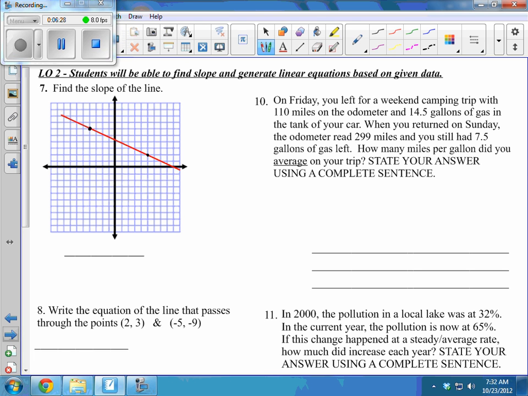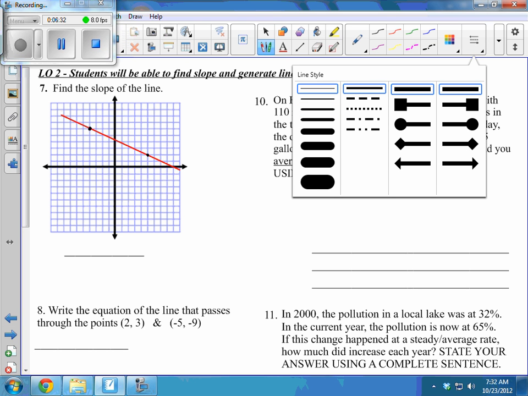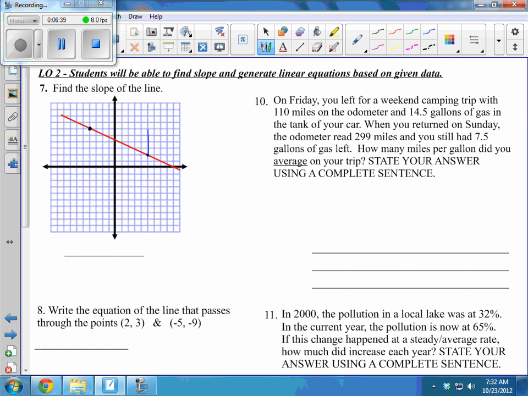So starting with number 7, they ask me to find the slope. And when I find the slope, instead of subtracting my y's and my x's, I'm actually just going to count my rise and my run. So my rise, I'm going up 4 spots. And my run, I'm going over, there's 5. Here's another 4, so I'm going over 9.